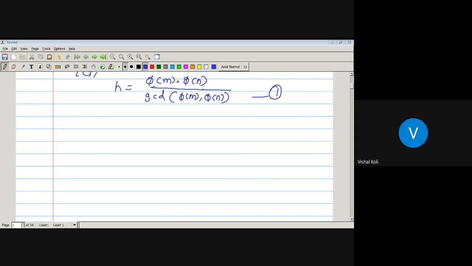Now we know that the integers m and n are greater than 2. Then what is the phi value of m and n? I think we have proved one result: if n is an integer greater than 2, then phi of n is always even.